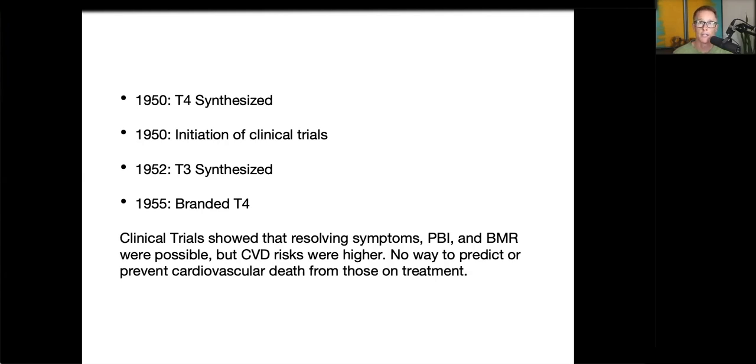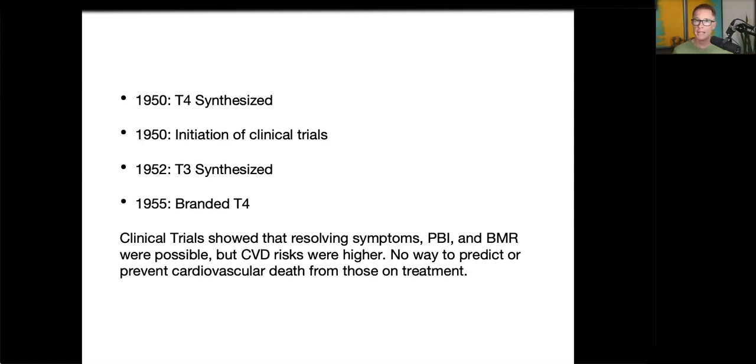Those who were treated had much higher rates of cardiovascular death than people free of thyroid disease did. Now, they were better than those who were not treated. They were much, much more ill in many ways, but they were getting lots of heart attacks, lots of atrial fibrillation, lots of ventricular damage, and overall just poor cardiac outcomes.